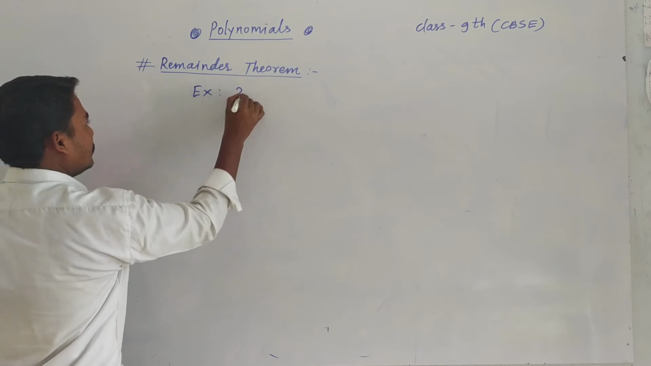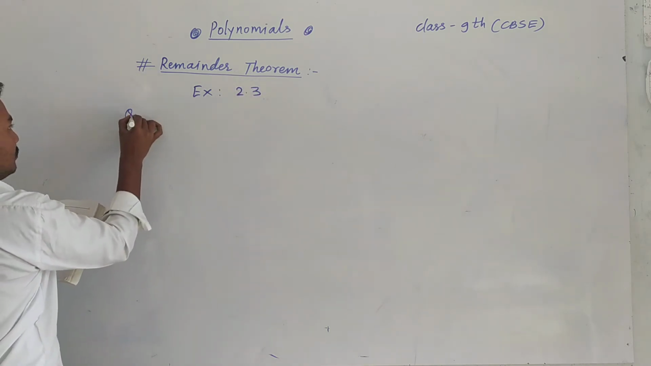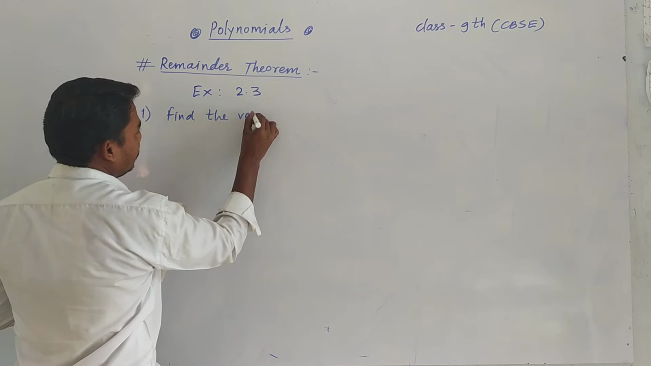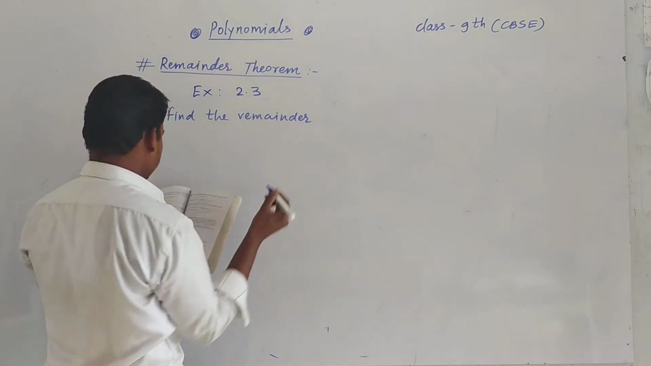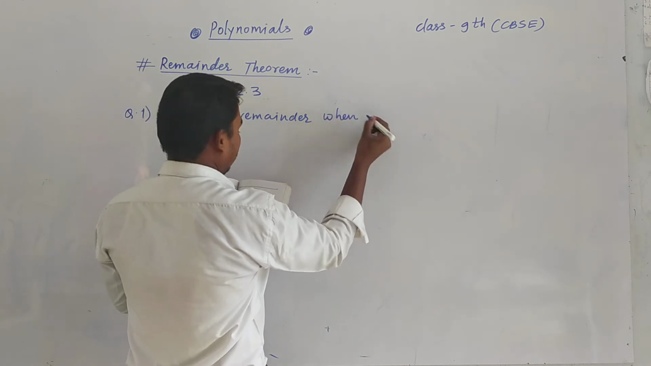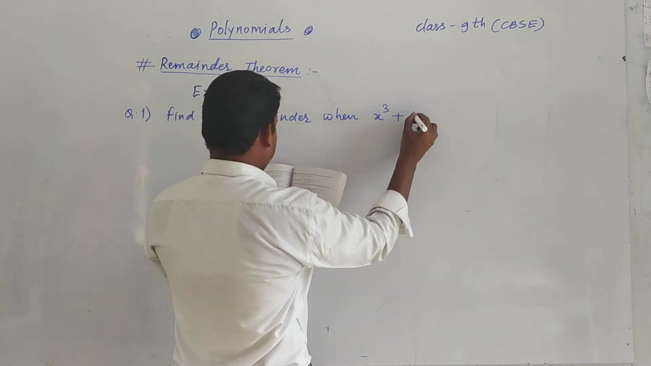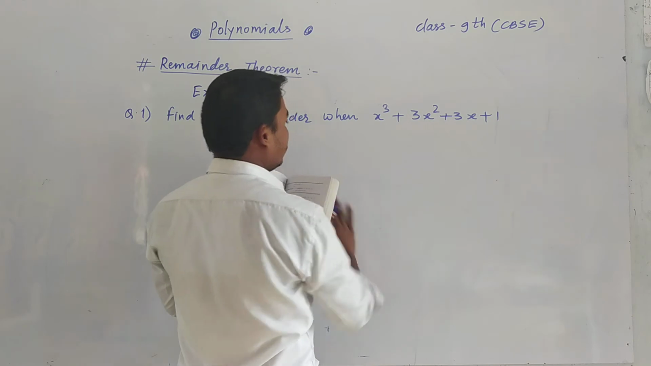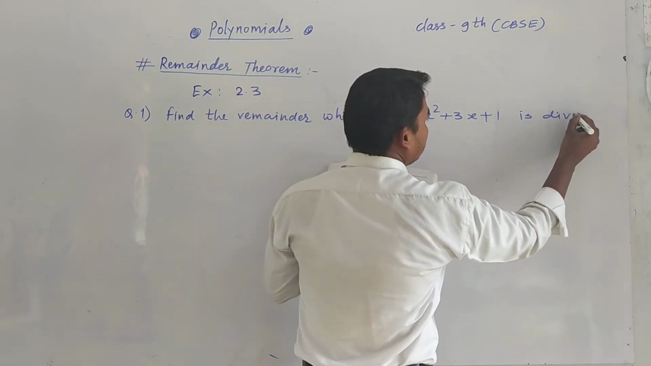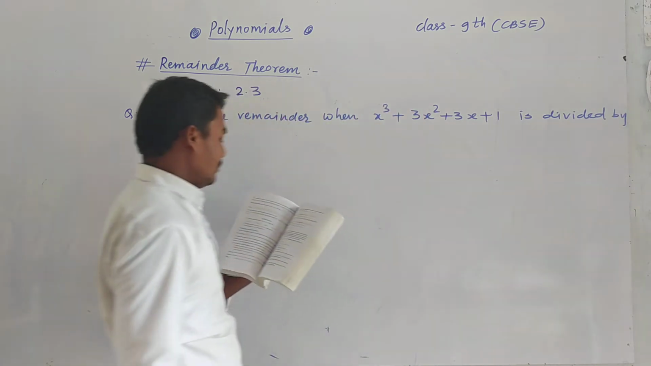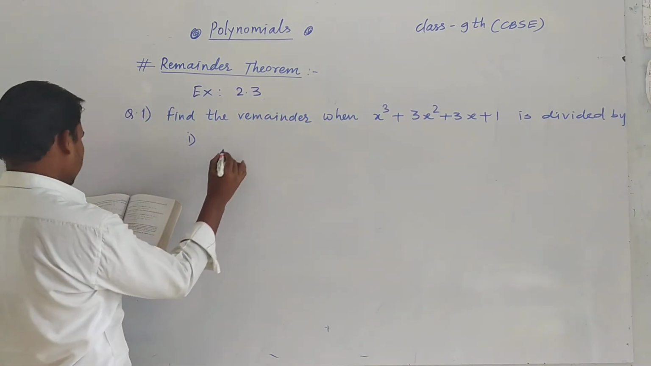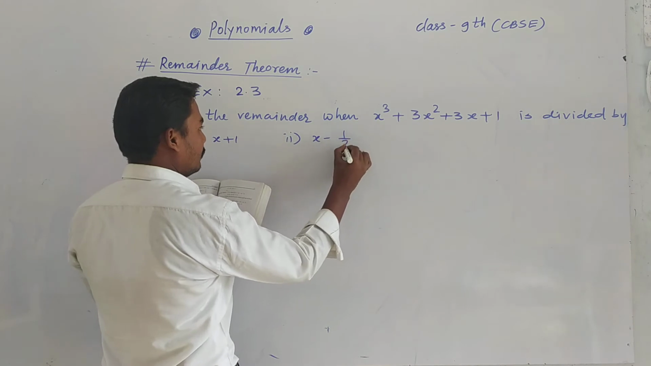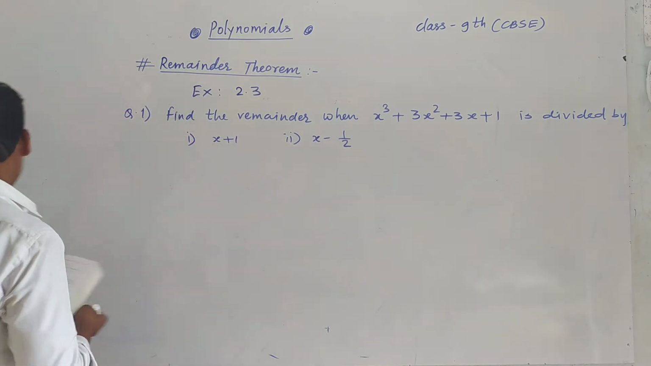Exercise 2.3, question number 1. Find the remainder when x cube plus 3x square plus 3x plus 1 is divided by: first, x plus 1; second, x minus 1 by 2; and the remaining ones are all there.